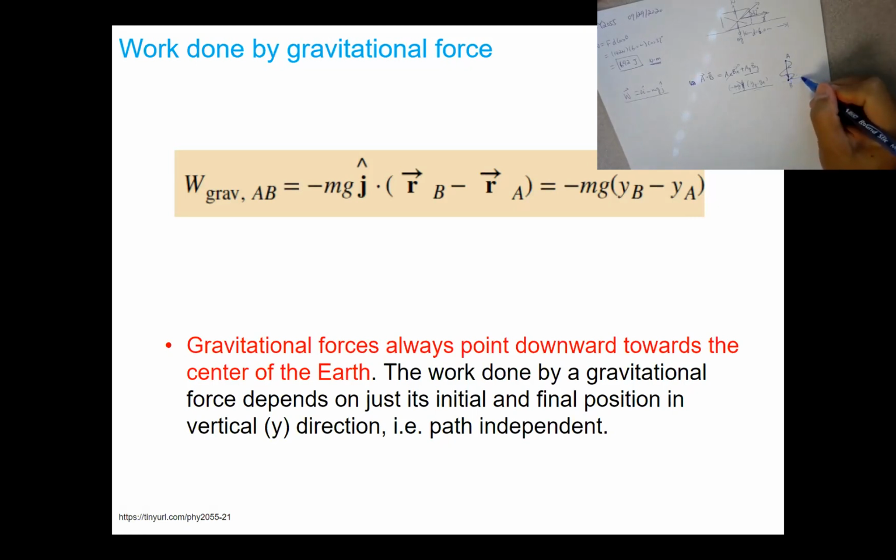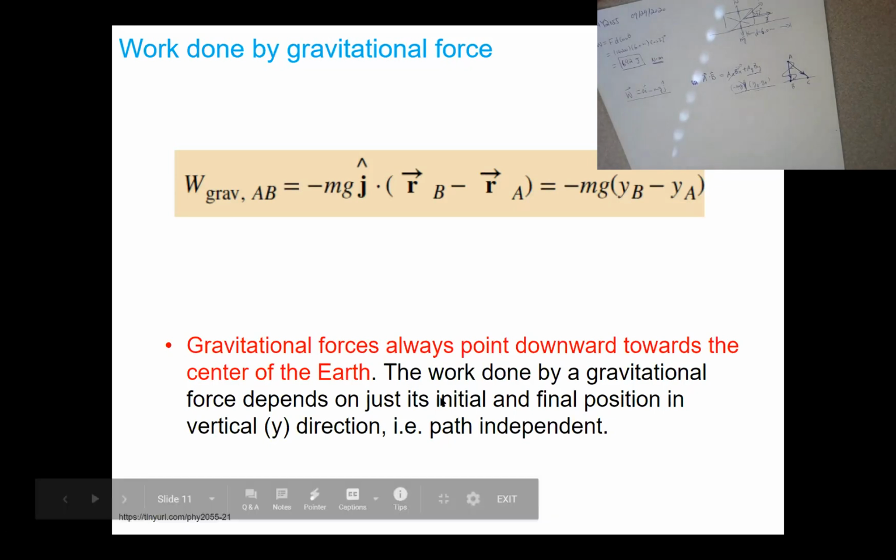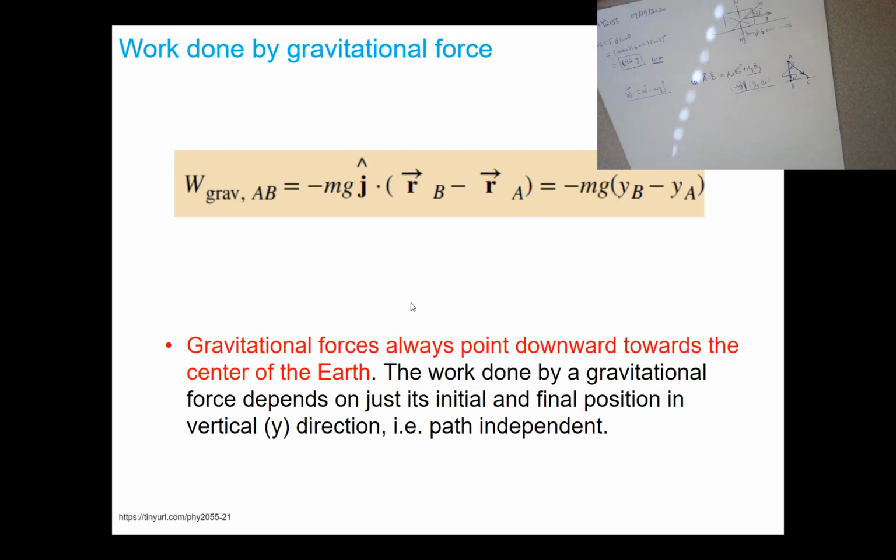Or you can have another point C, and if the object goes from A to C, and then from A to B, the work done by the gravitational force should be the same for these two paths. It's only the initial Y position and final Y position that matter. So it's only determined by its initial and final positions in the Y direction. It's not relevant to the X position.